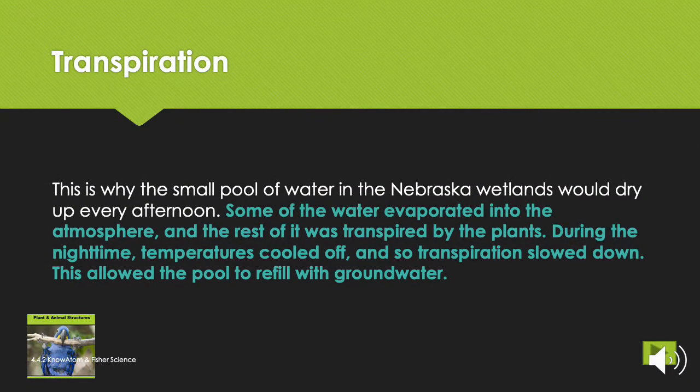This is why the small pool of water in Nebraska wetlands would dry up every afternoon. Some of the water evaporated into the atmosphere, and the rest of it was transpired by the plants. During the nighttime, temperatures cooled off, and so the transpiration slowed down. This allowed the pool to refill with groundwater.